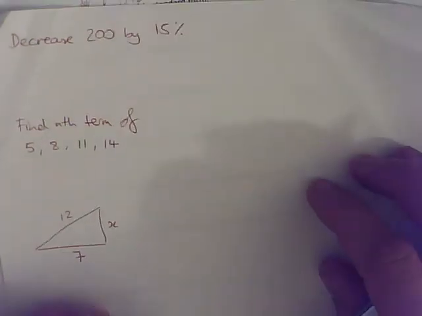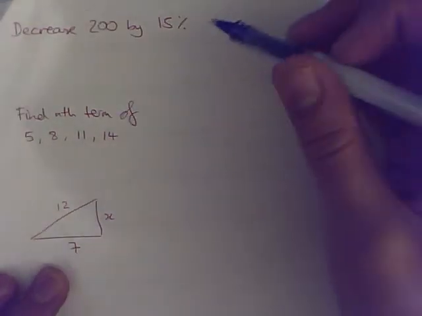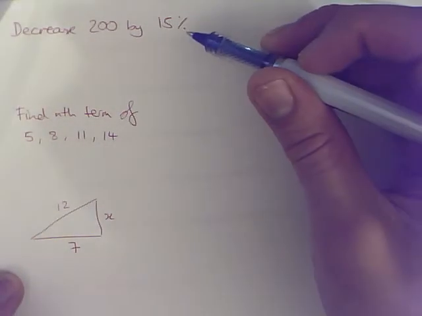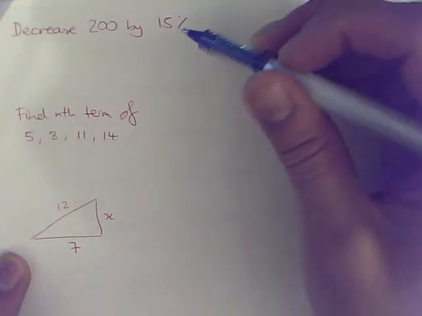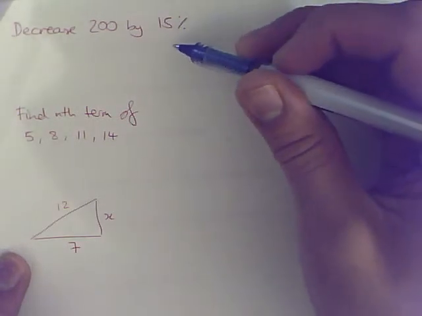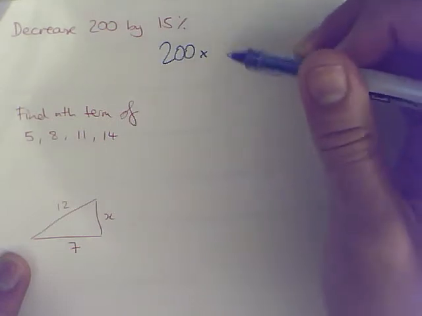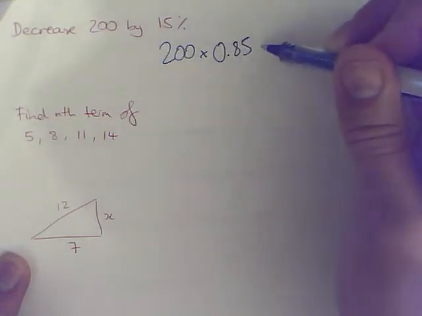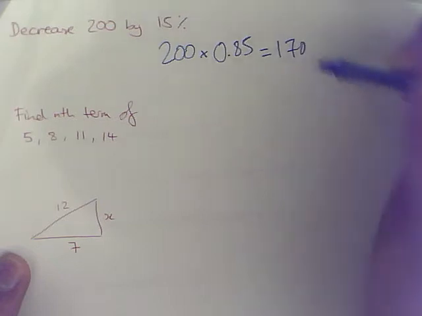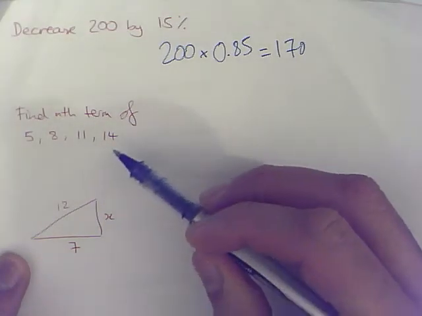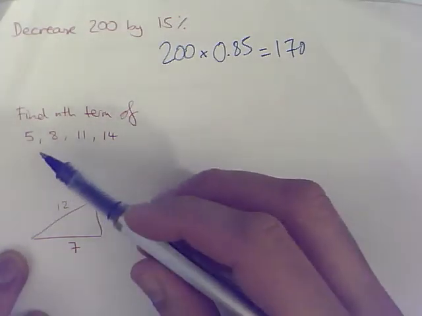Final page. To decrease something by 15%, the easiest way to do it is to think of it as a reduction from 100%. If you drop 15%, that means you now have 85%. If you want to work out 85% of something, take 200 and multiply it by 0.85. Hopefully you remember that. You get, of course, 170.